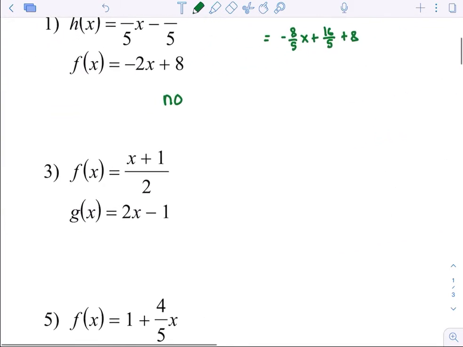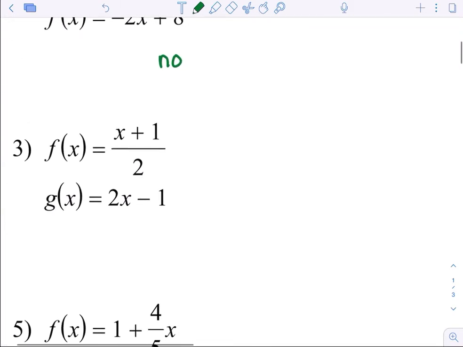Alright, number 3. I'm going to do f of g of x. So all of this, substitute into there. 2x minus 1 plus 1 all over 2, which is equal to 2x. The ones cancel, -1 and 1 cancel, so just that, and that's that.